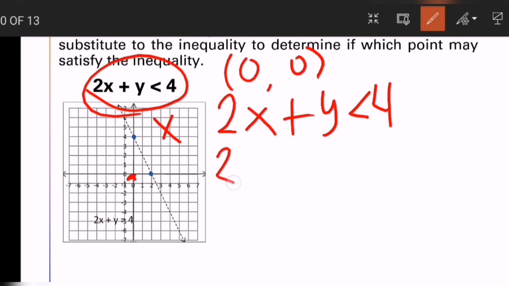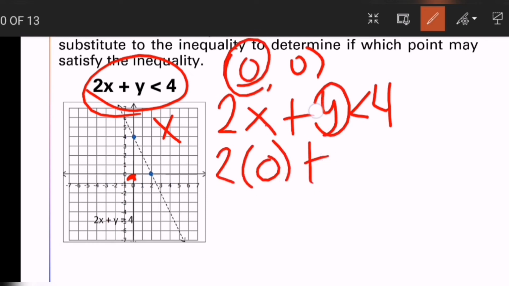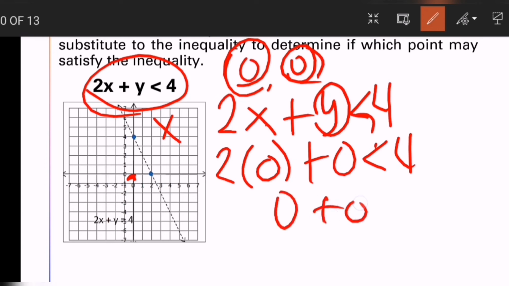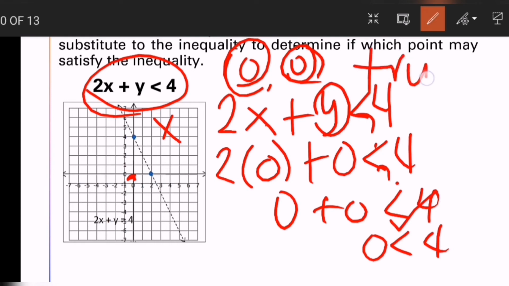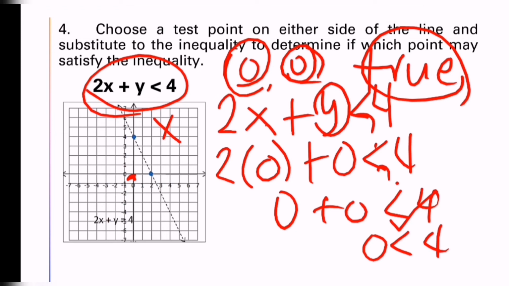So, 2, anong x natin ngayon dito? 0 plus, anong y natin? 0 din, less than 4. Is it less than 4? So, 2 times 0, 0 plus 0. Is it less than 4? 0 plus 0, 0. Is it less than 4? Is 0 less than 4? Yes. Therefore, 0 and 0 or the coordinate 0 and 0 is an appropriate test point.